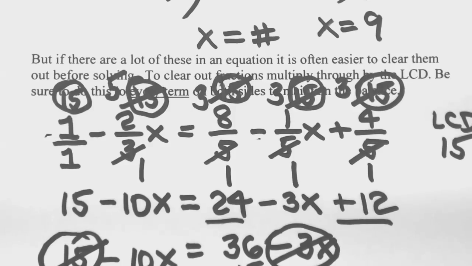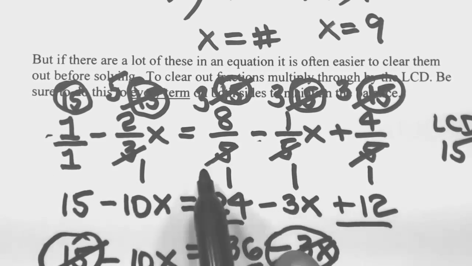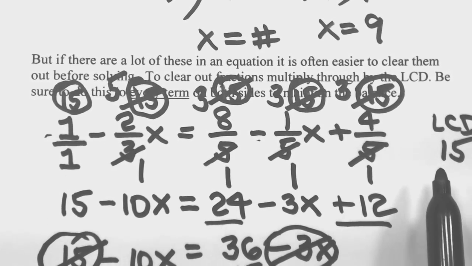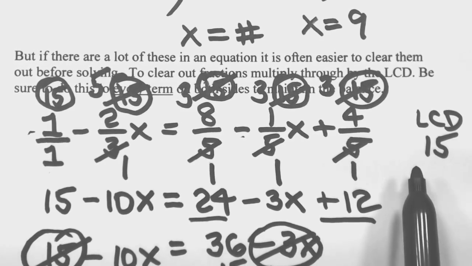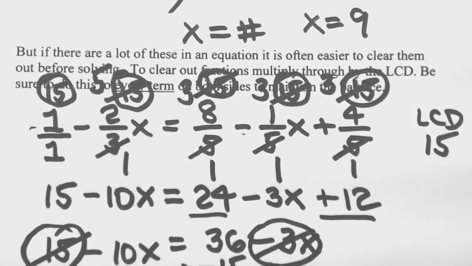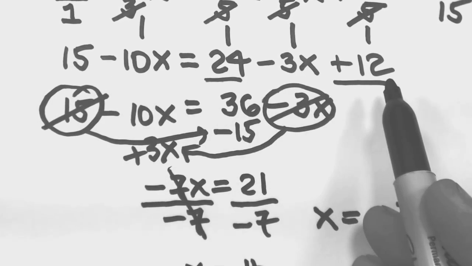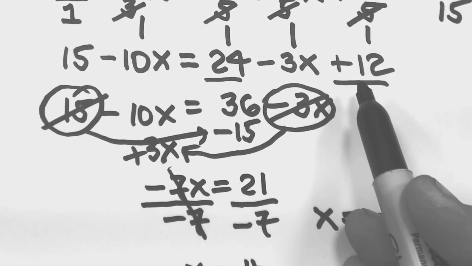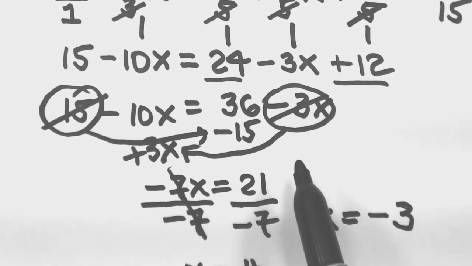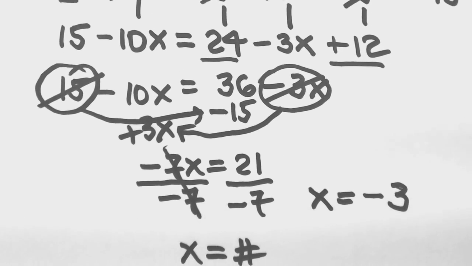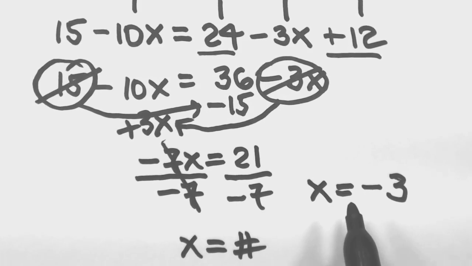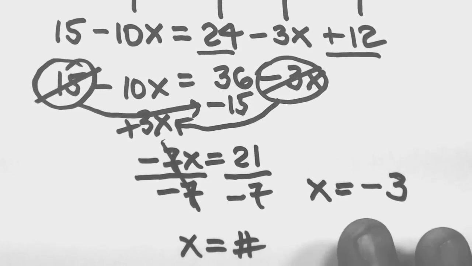But if you've got a whole bunch of them like we did here, and they're different denominators, it's definitely worthwhile figuring out what this LCD is and multiplying through by it, because once you get the equivalent equation, it has the same answer here. This is a lot easier to work with, and you're less likely to make any mistakes. So here we end up with our final answer, x equals negative 3.